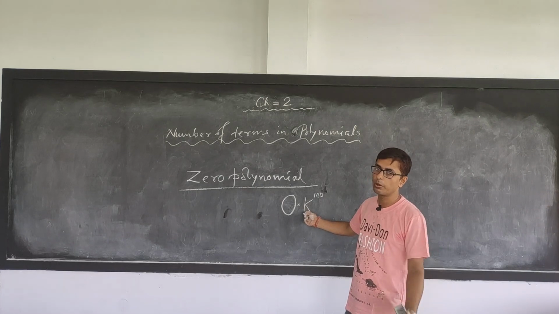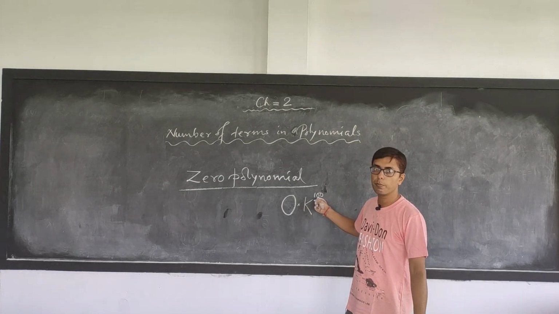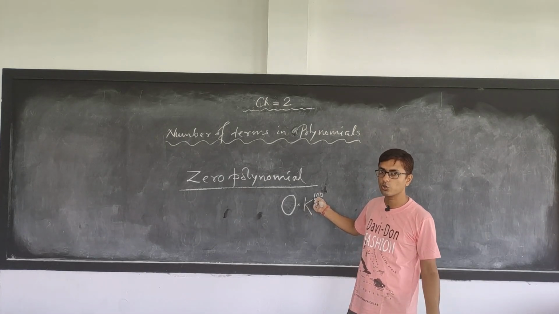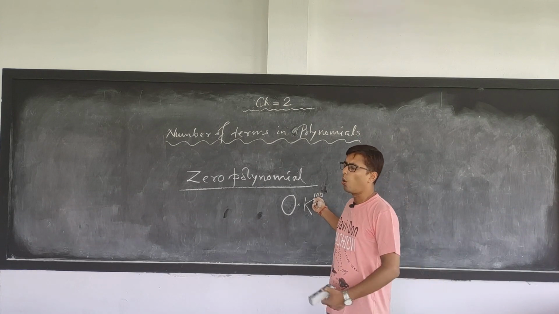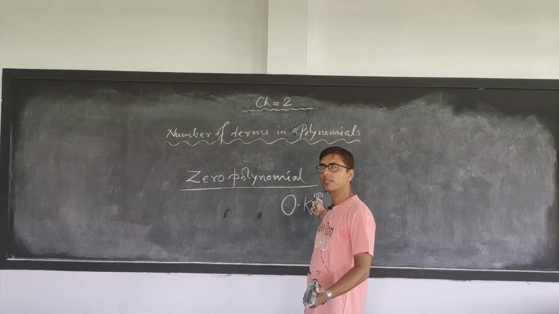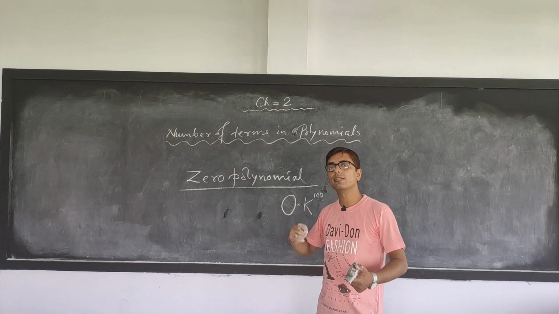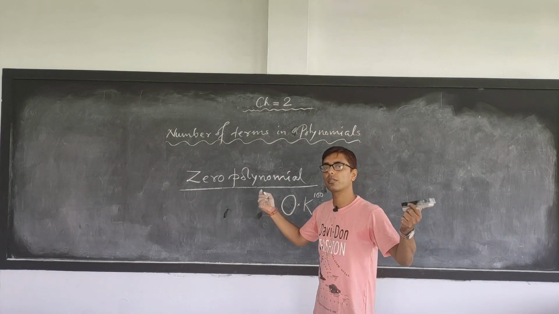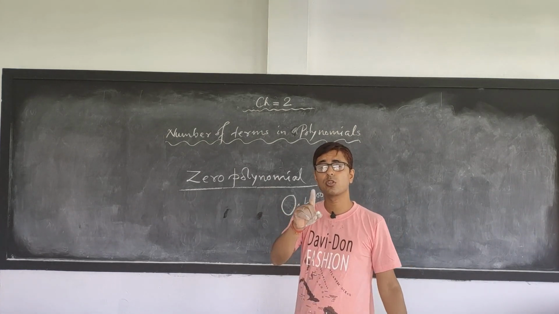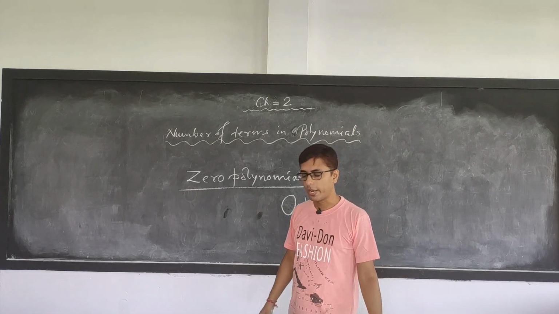Its value will still remain 0, but power on the variable k can be considered as 100, can be considered as 200, 300, 500, 400, whatever it can be, even 1000 we can consider. It can vary its power, it can have varied power. That's why it's not defined. It has no fixed power on the variable, right?